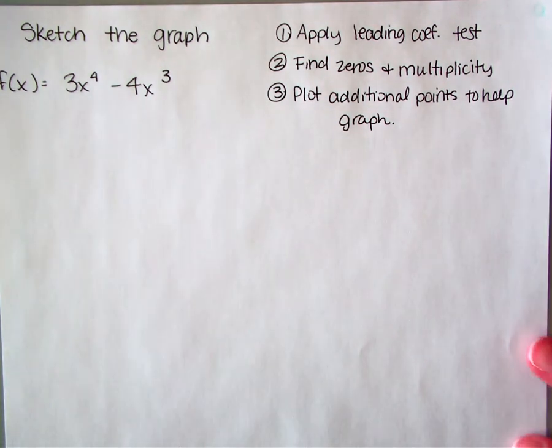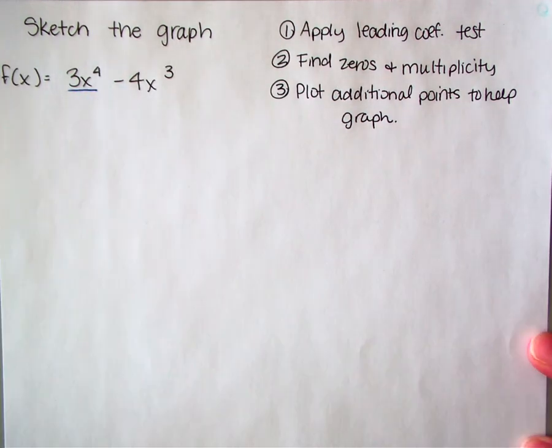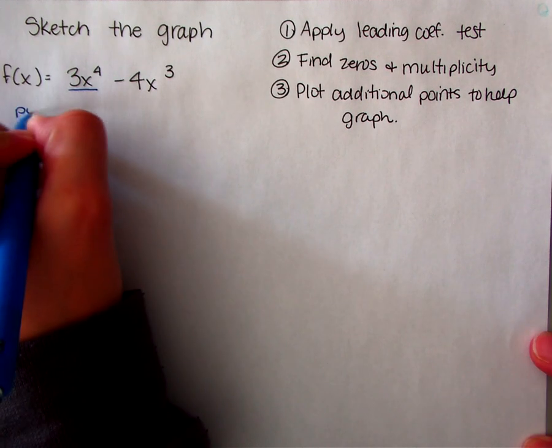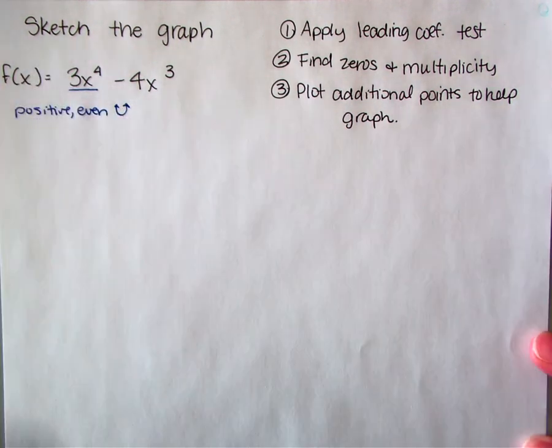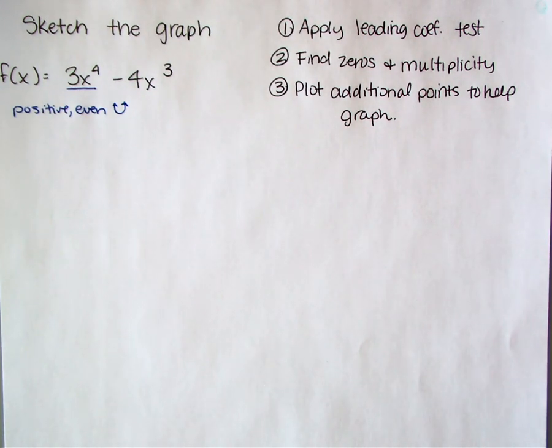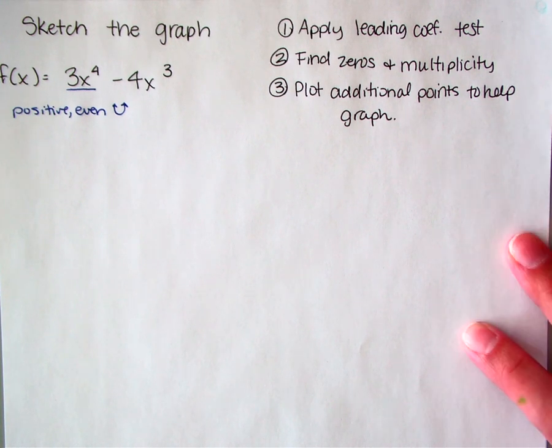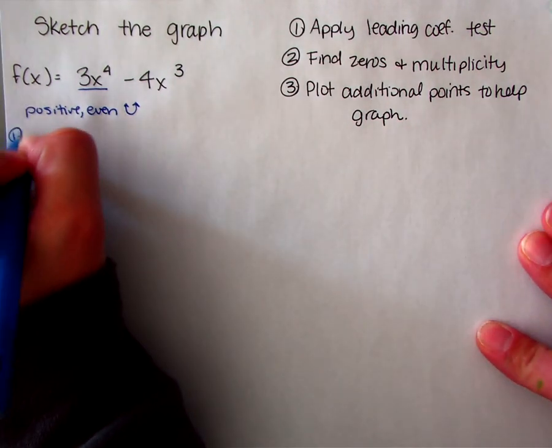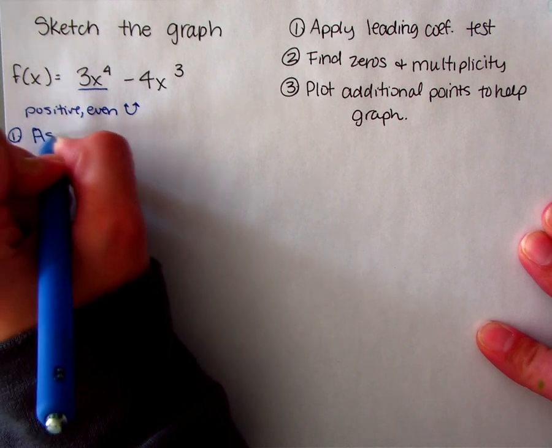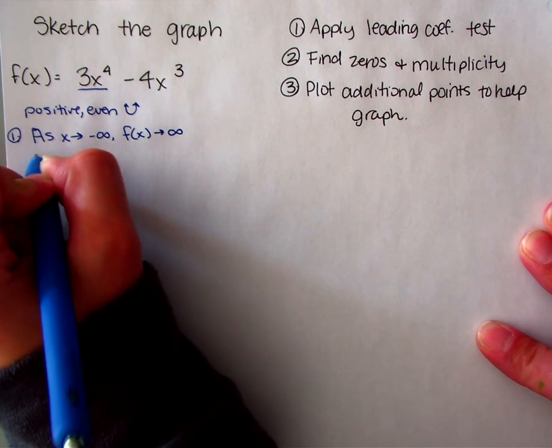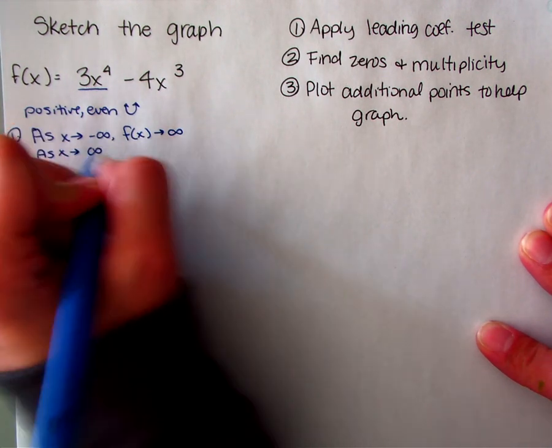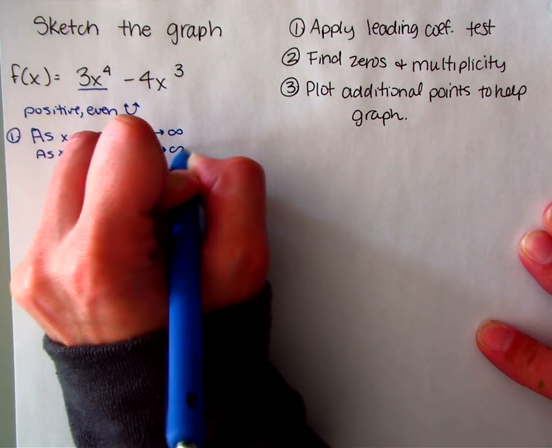So if my leading coefficient is 3x to the 4th, we know that it is positive and even, and it's going to take the shape of basically an extra squiggly parabola. So my end behavior is going to be up, up. So we'll write that out all nice and fancy. So as x approaches negative infinity, we know that f of x is going to approach positive infinity. As x approaches positive infinity, f of x also approaches positive infinity.